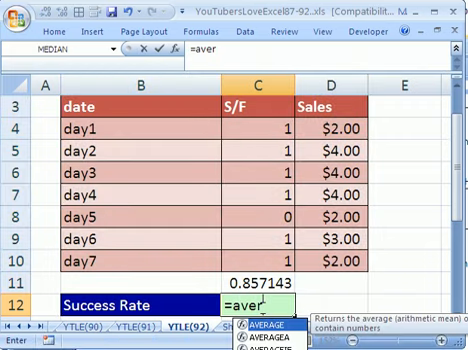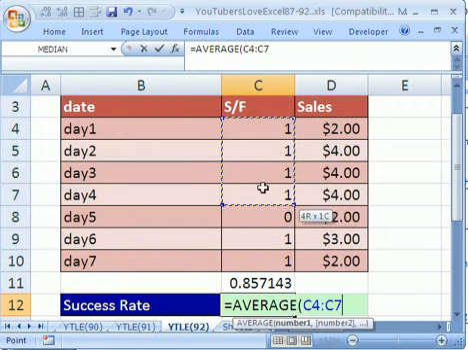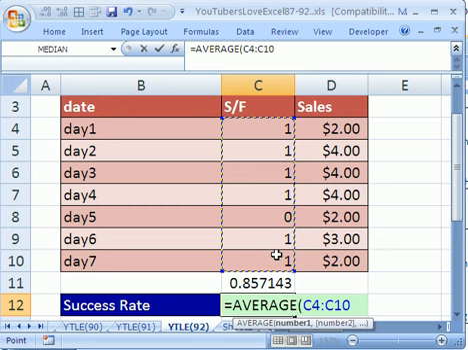Equals AVERAGE. And highlight this right here. Why does it work? Because if we added up 1, 1, 1, 1, 1, 1, and the average function didn't look at the 0, it would be 1. 6 divided by 6 would be 1. But the average function sees that 0 and uses it in the calculation. So in the numerator, the top part of the fraction, it adds up and gets 6. But in the bottom part, it counts all of these, including that 0.